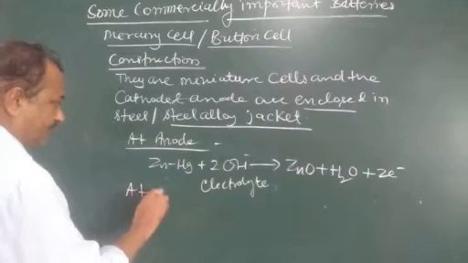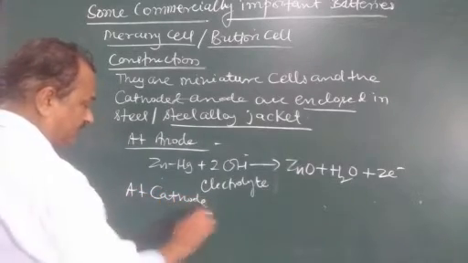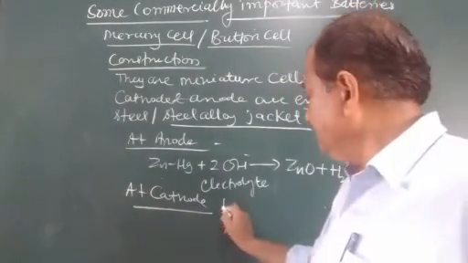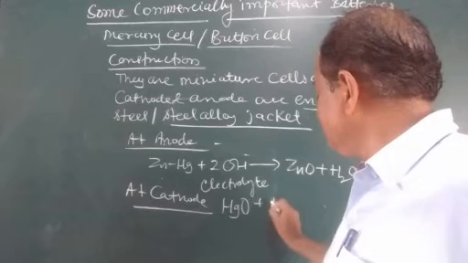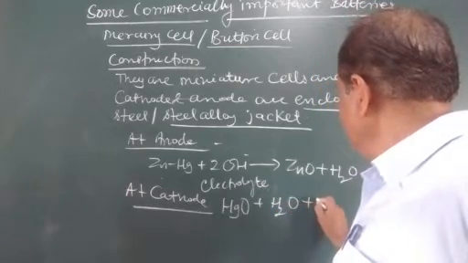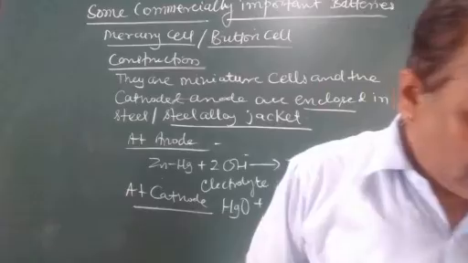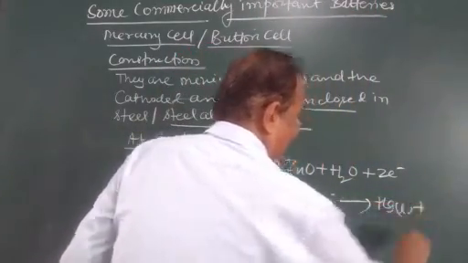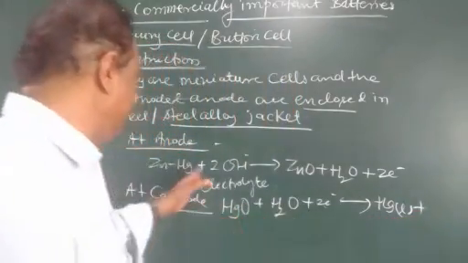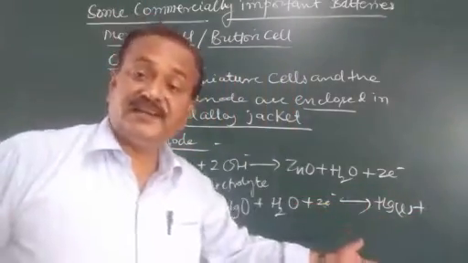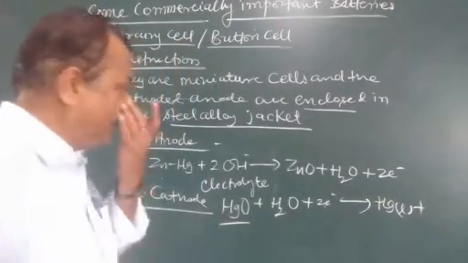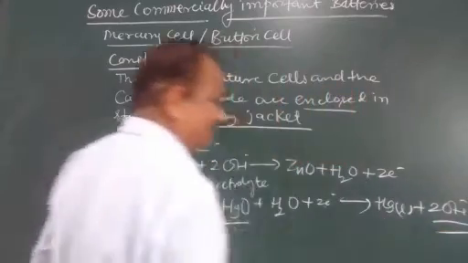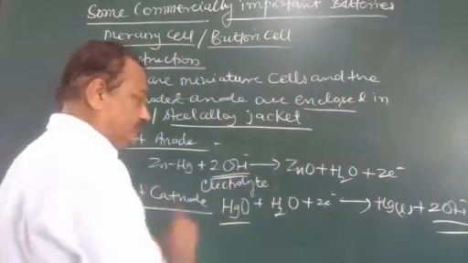Now coming to the cathode. At the cathode there is reduction, and the cathode is very minute. So HgO plus H2O plus electrons gives the formation of Hg, meaning mercury is generated from this HgO, and there is the formation of hydroxide ions.